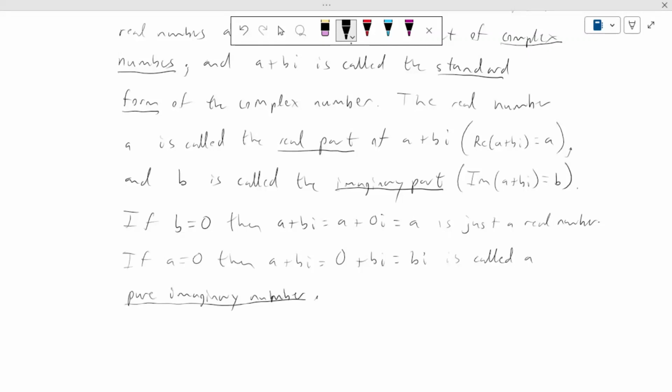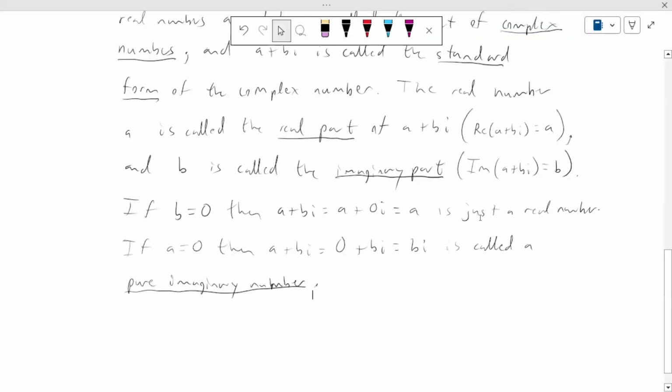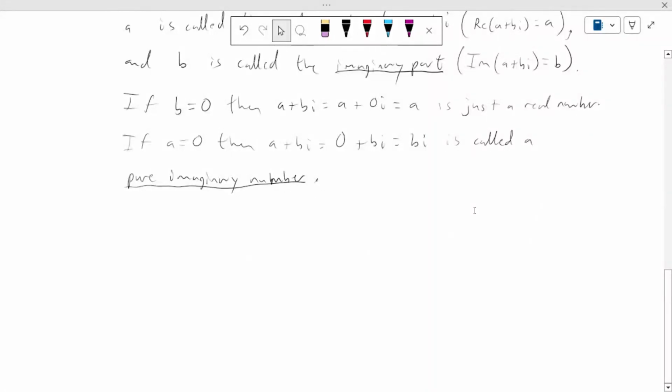So any questions on those definitions there? All right, so with real numbers, it's easy to say when real numbers are equal to each other. 2 is equal to 2, 3 is equal to 3, and so on and so forth. What does it mean for a complex number to be equal to another complex number? Well, it's pretty much the same. So, equality of complex numbers.